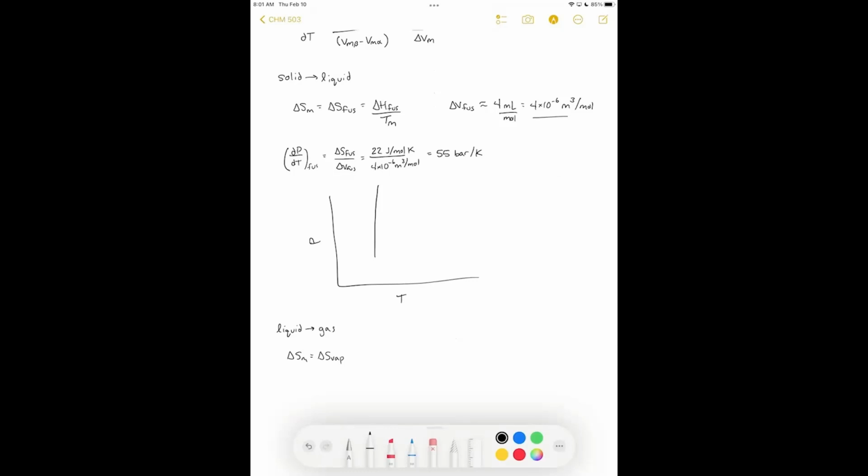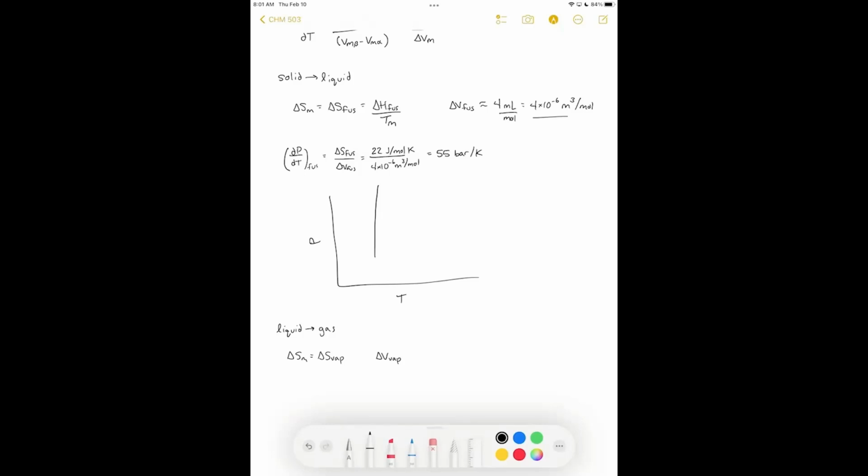What do we do about the volume? Well, we can still calculate a volume of vaporization, but what's the volume of vaporization? And we can consider water in this case. So 1 mole of liquid water is 18 grams. The density of water is about 1 gram per mL. So 1 mole of liquid water takes up 18 mL. 1 mole of an ideal gas, which is what gaseous water would approximately be, takes up about 24 liters.